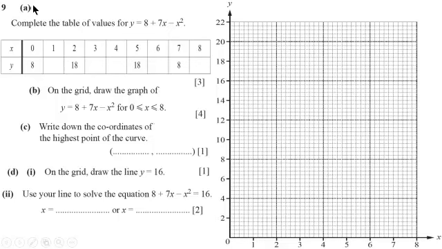Question 9, which is the last question. Complete the table of values for y equals 8 plus 7x minus x squared. It's a very easy question just by substitution, and instead of x I will put 1, 3, 6, 8 and calculate the corresponding y values to be 14, 20, 20, 14 also and 0.